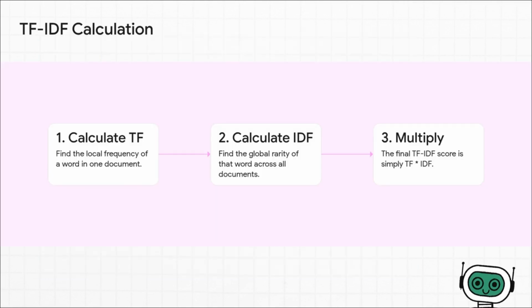Putting it all together couldn't be easier. We just multiply the two scores. The final TF-IDF score is simply the term frequency times the inverse document frequency. This simple multiplication is what rewards words for being frequent locally but rare globally.